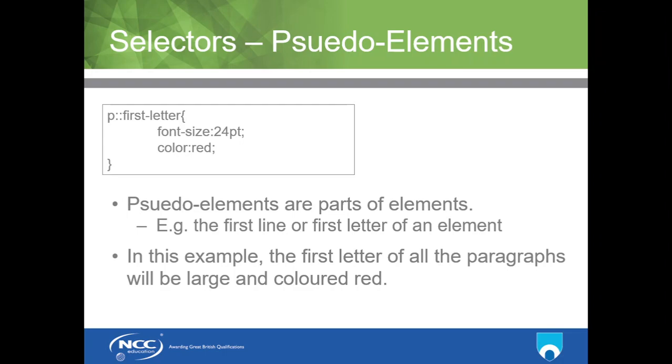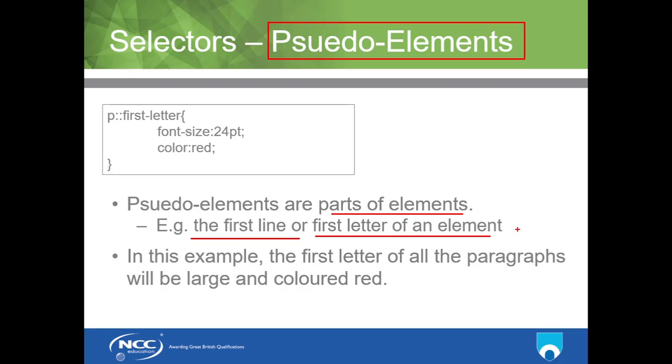Okay, then let's look at the concept of pseudo elements. A pseudo element is used to select parts of elements, for example, the first line or the first letter of an element. Pseudo elements can actually be used even to select the odd or even rows of a table. So they don't select the entire element but part of an element.